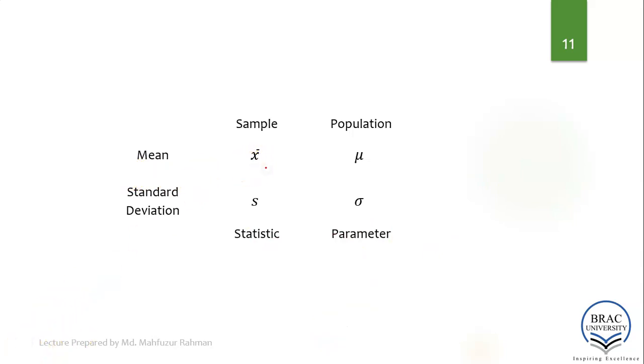Now for a sample, we denote the mean by x bar, and for a population we denote it by mu, and for standard deviation, s and sigma. So these are the statistics, and for the population we define these as parameters. Now these two are the population parameters. Mu and sigma are very important when you talk about normally distributed populations.